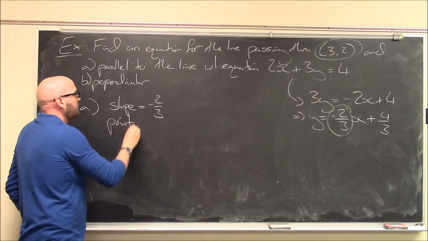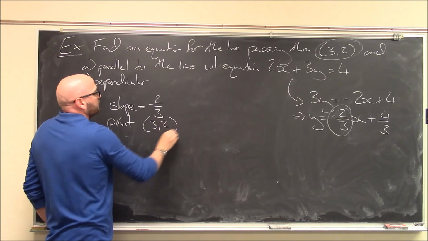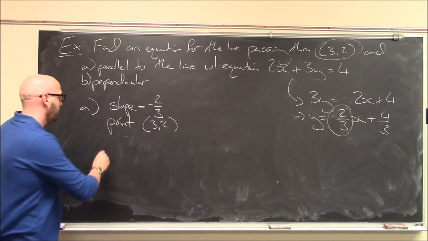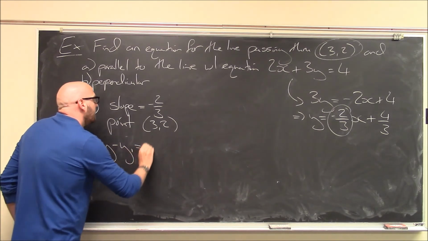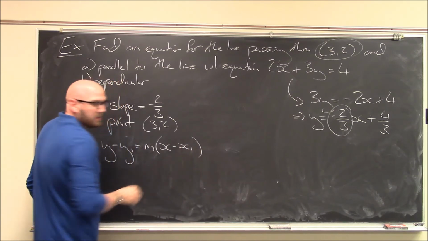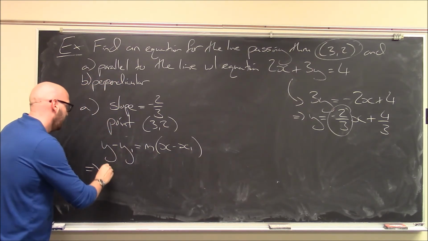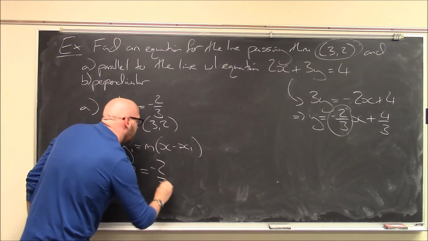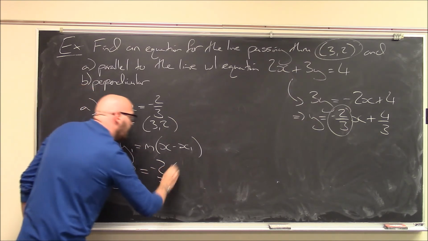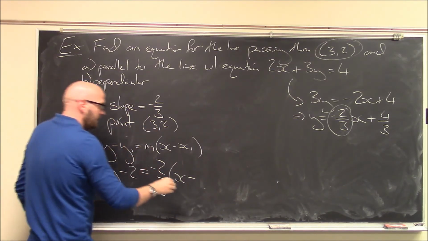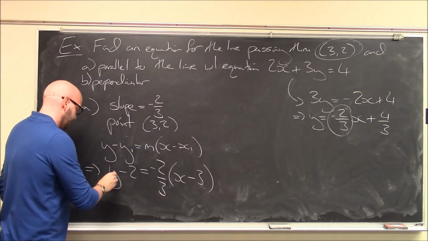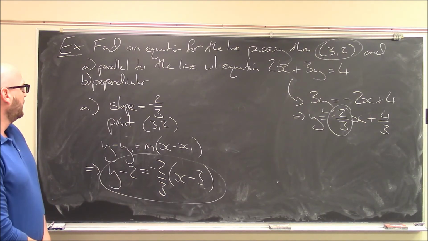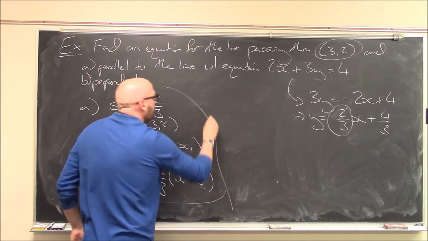And we know a point already. Our point is 3, 2. That's all we need. Now we can go straight to the point-slope form. Right, what's the point-slope form? y minus y1 equals m times x minus x1. So we'll plug in our values. We've got y minus 2 equals the slope, minus 2/3, times x minus x1, 3. Then there is our answer. Can I fit this on here? I think I can. We'll do part B.